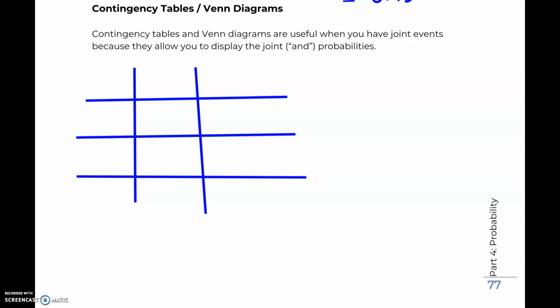They're very, very similar. So let me make my table over here. And so we have event A and event B. So we usually have two different events we're looking at. And when we're looking at joint probability, we're looking for event A and B.